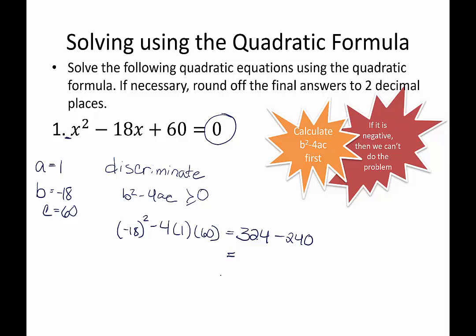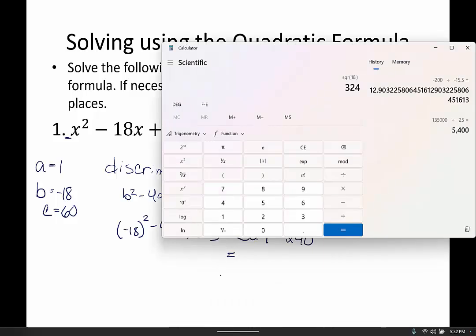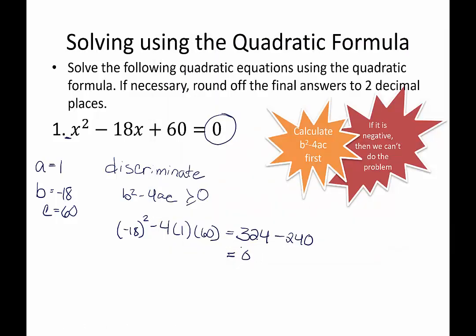So, let's get that. Subtracting 240, that leaves me with 84. 84 is greater than 0. We have a solution. So now I'm going to use the quadratic formula.